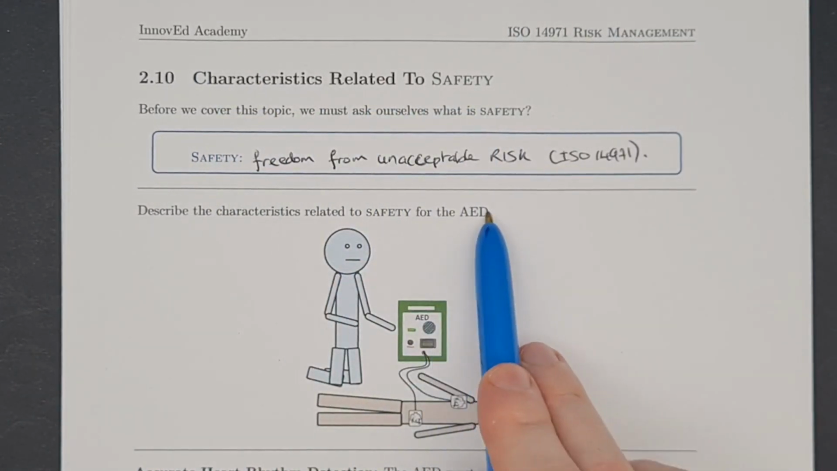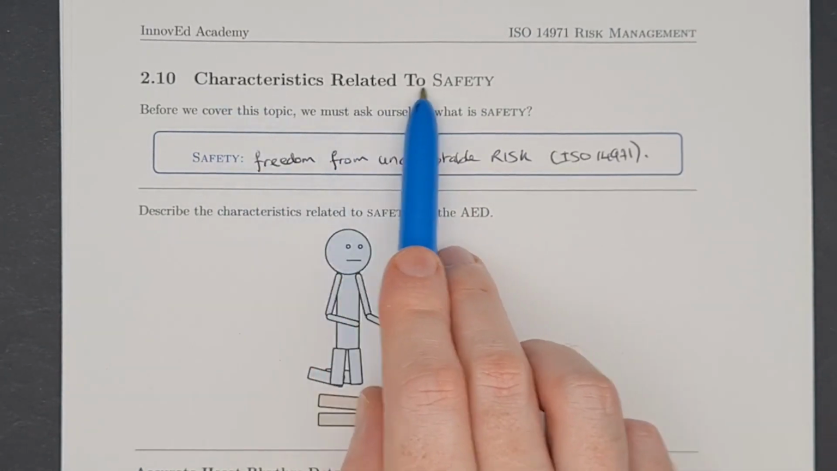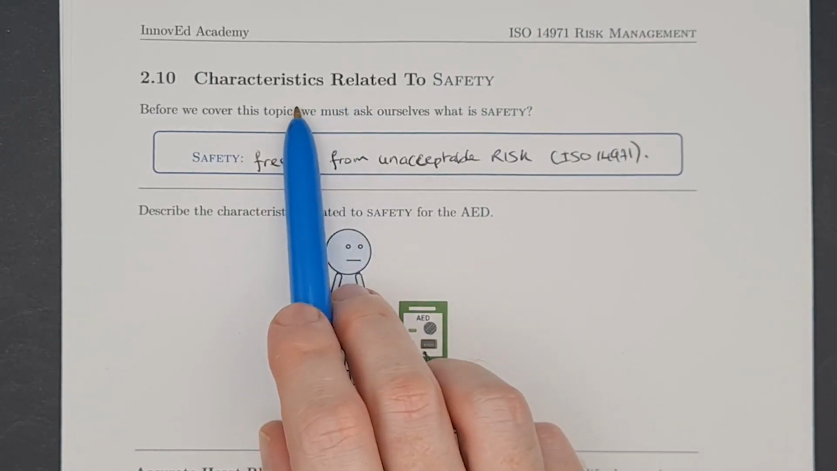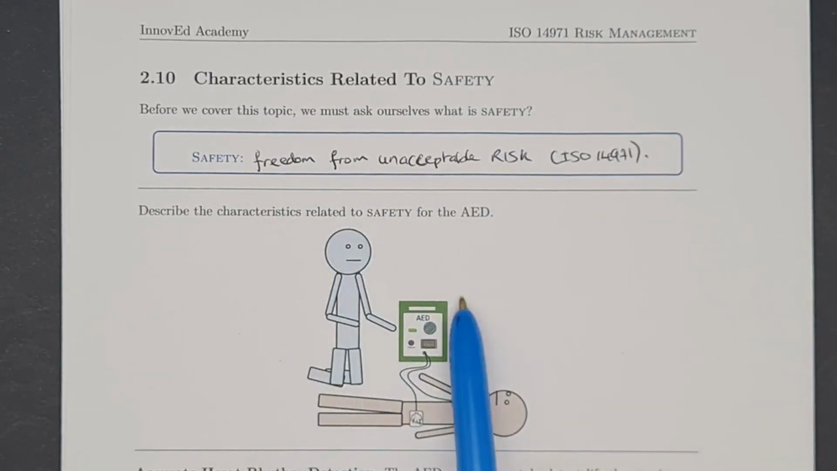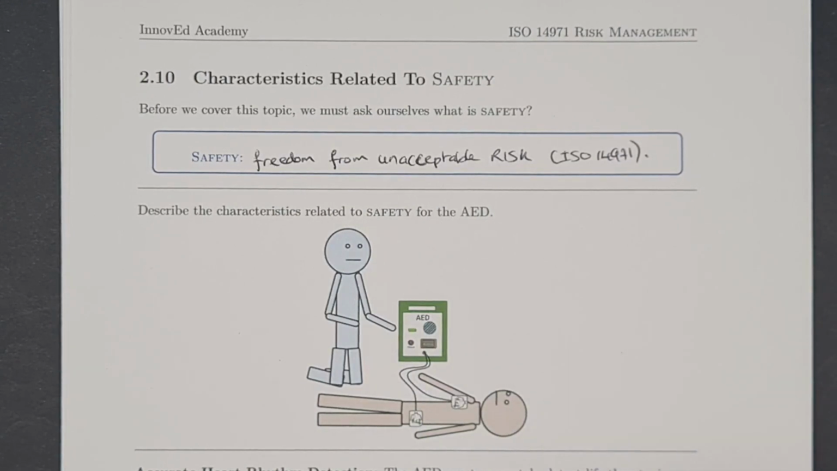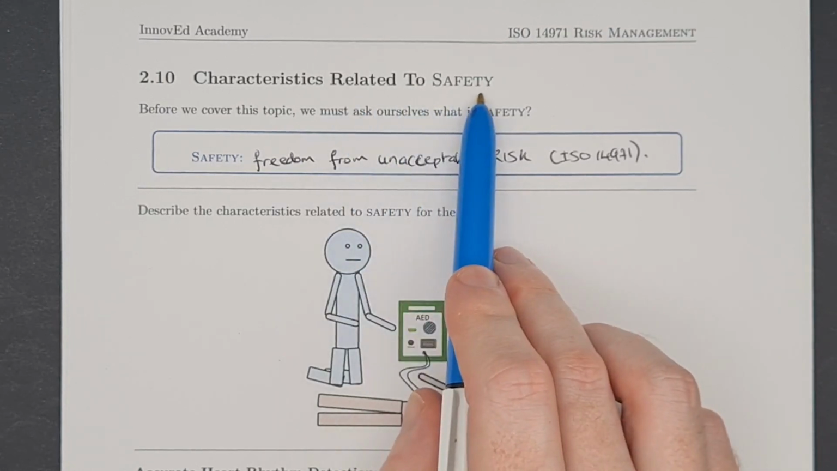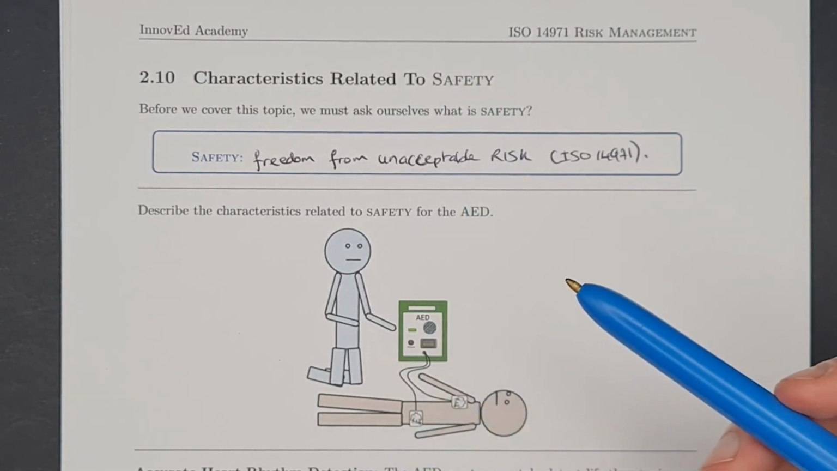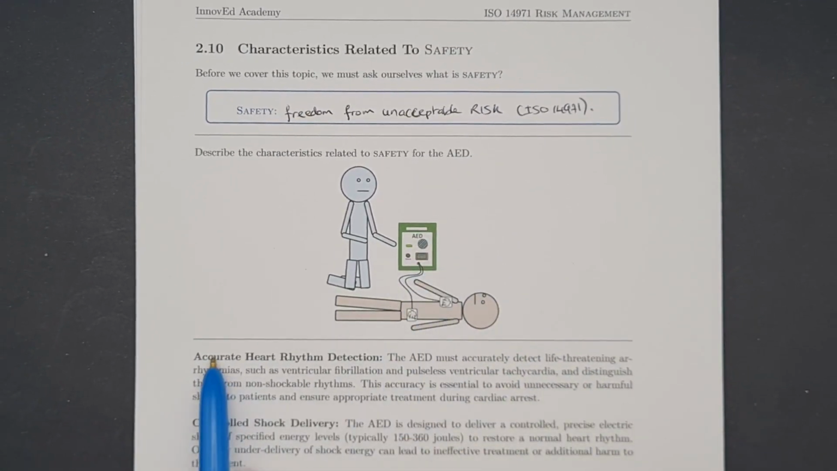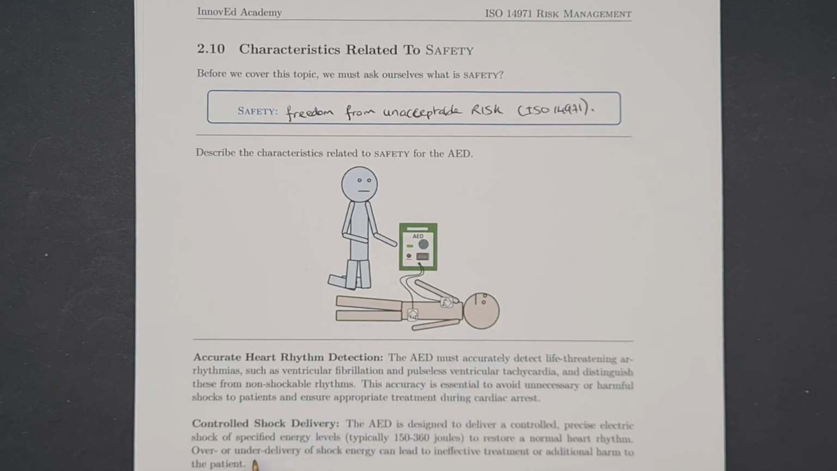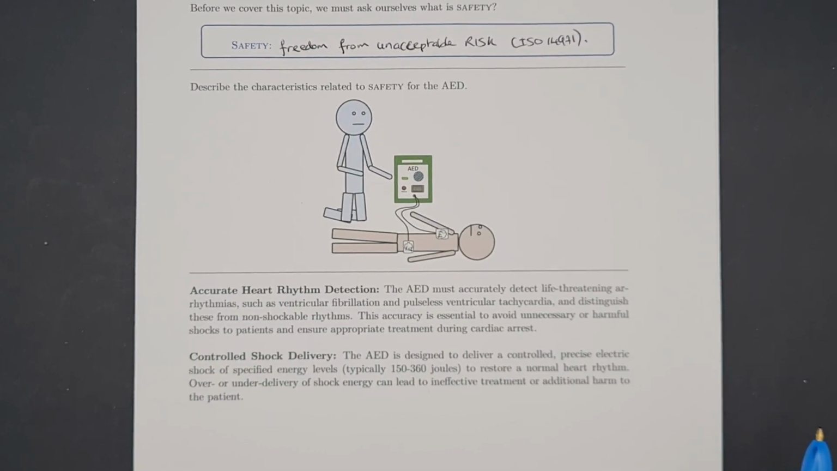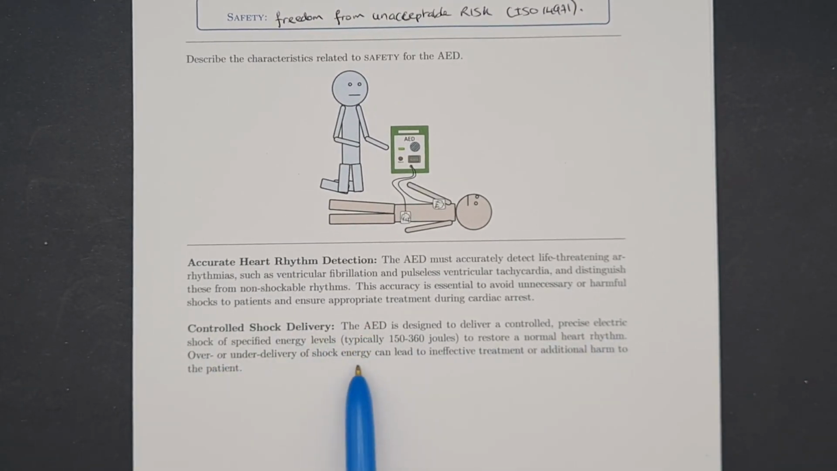for our AED. Now, the characteristics related to safety come from a clause in the standard. So before we do the risk analysis, we look at our device and ask ourselves, what are the characteristics related to safety? Effectively, they will end up being our main risk controls because, of course, to make a device safe, we mitigate risk, and to mitigate risk, we use controls. So they're going to be things like accurate heart rhythm detection and controlled shock delivery, and then, of course, in the statement, you can write that out and expand upon it, and then that gets put into the risk management report.